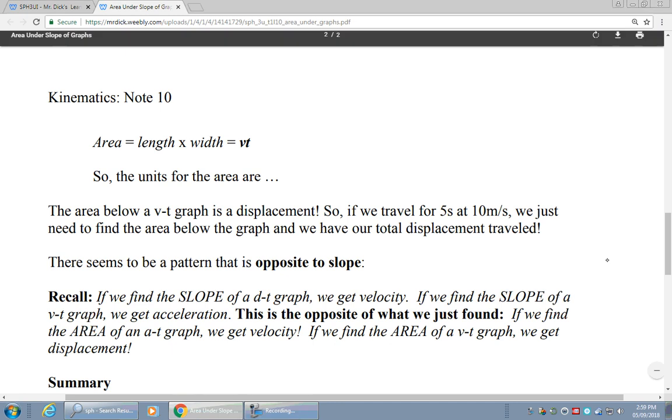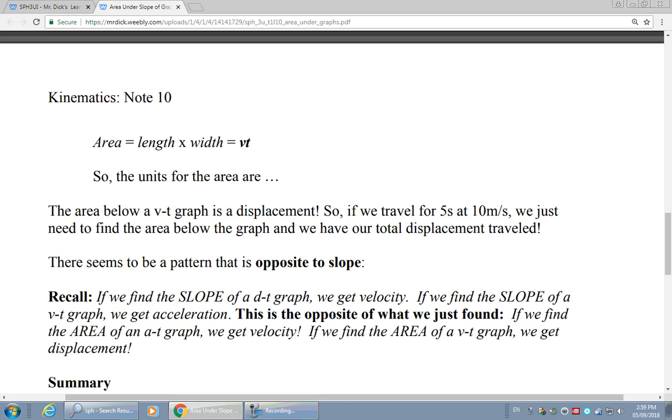So now if we look more specifically at what we're doing with a VT graph, well, we're doing length times width to still find the area, but now it's V multiplied by T. So if we think again in terms of units, we've got velocity, which is being measured in meters per second, and we're multiplying it by seconds once again. That's our time unit.